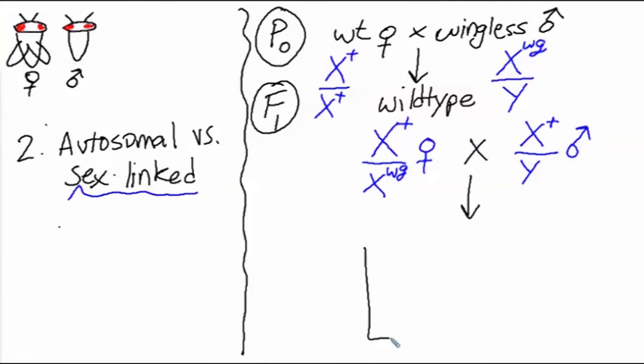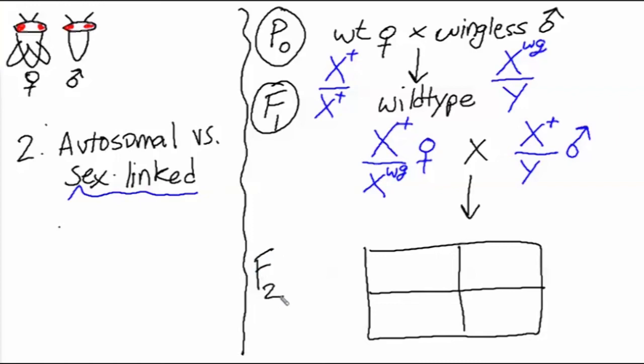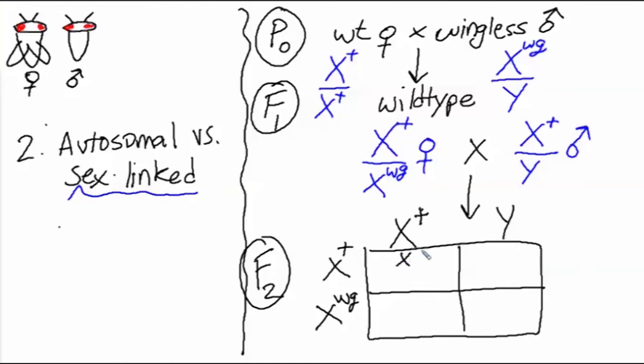Let's draw a Punnett square again, and the gametes produced by the F1s. The mother will produce a wild-type X chromosome and a mutant X chromosome, and the father will produce a wild-type X chromosome and a Y chromosome. So the F2 progeny will either be wild-type X over wild-type X. These will be wild-type females. They could be wild-type X over mutant X. These will be also wild-type females.